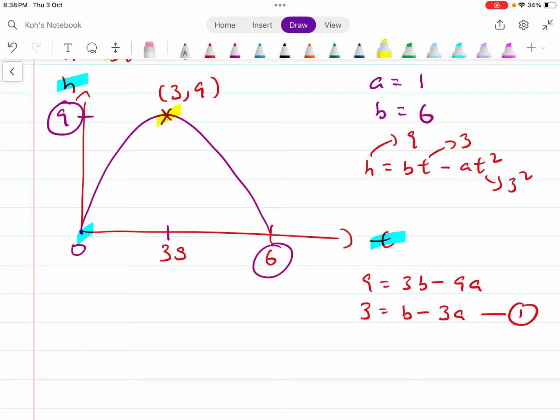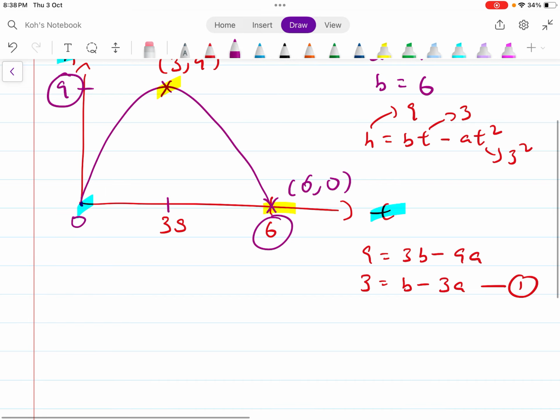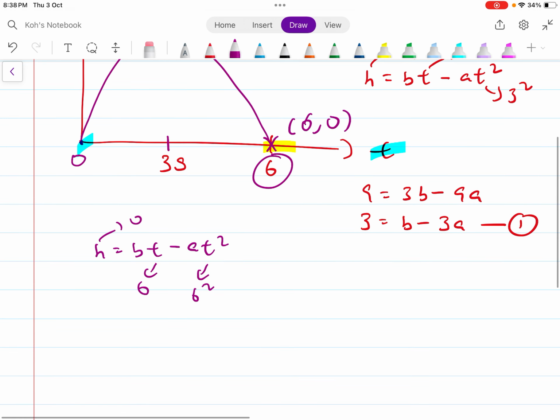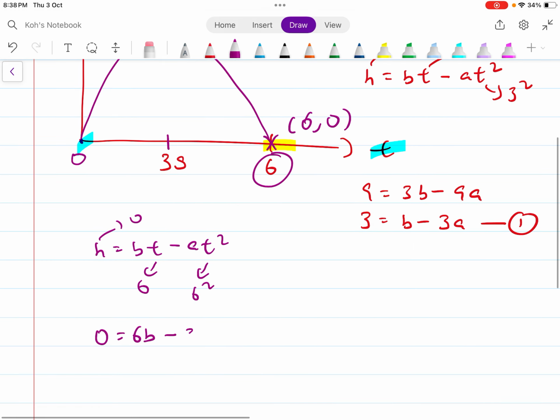Of course, I need my second equation. That's where I need to use the 6 seconds. Because at 6 seconds you're at the ground already, the height is 0. So this point is (6, 0). Just sub in: h equals bt minus at squared, so this is your 0, and this is your 6 squared. This gives you 0 equals 6b minus 36a. Yeah, that's how we do this. Of course, I divide by 6 throughout, so 0 divided by 6 is still 0, and b minus 6a equals 0. So b equals 6a. This is the second equation.